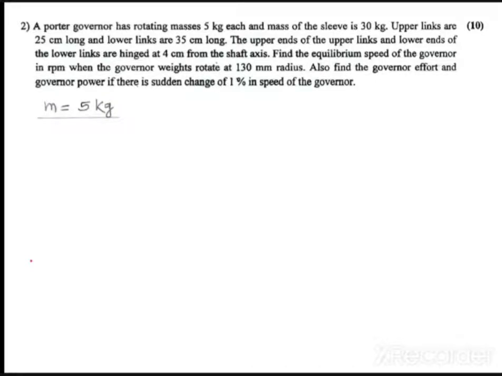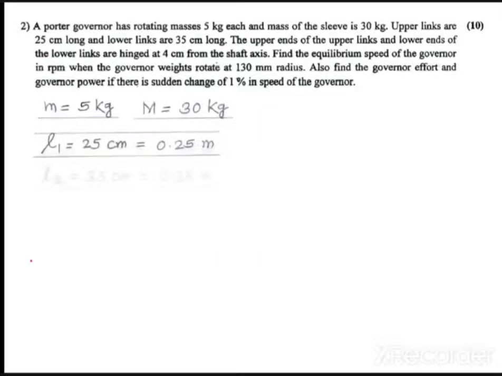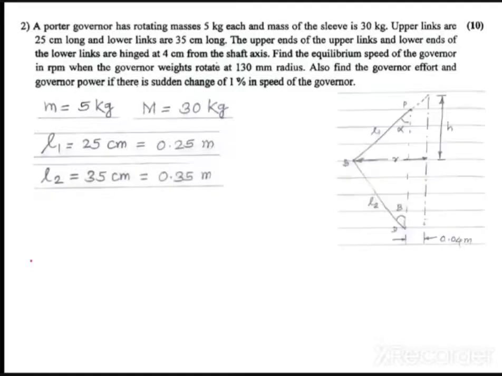Okay. Chalo. So given capital M, small m. Now L1 is given as 25 centimeter, L2 is given as 35 centimeter. Now I have drawn this diagram. Now you can see that this is the point P. This is the governor axis. As said in the problem, the point P and point B are not lying on this governor axis, right? This is the governor axis.